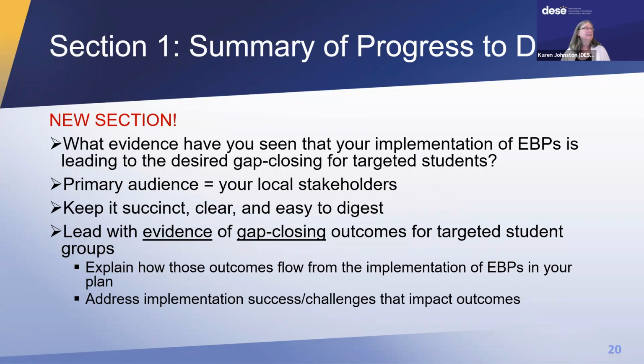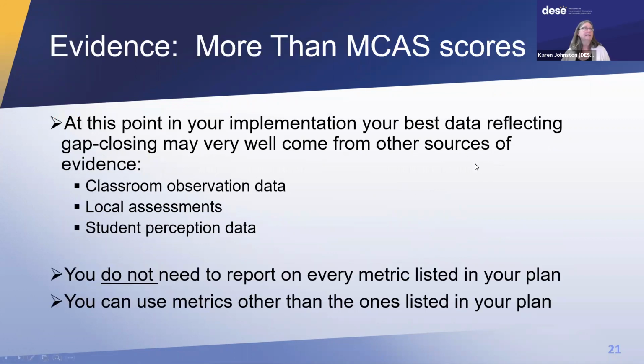Now, I underlined evidence and gap closing because I just wanted to say a couple of things here. Evidence means more than looking at MCAS scores, and I only say that because, in my experience, districts and schools sometimes assume that's the only thing we're interested in. And while that is a long-term goal, or an indicator that we want to look at over time, at this point in your implementation, your best data reflecting gap closing may very well come from other sources of evidence. Depending on your EBP, it may be classroom observation data, it might be local assessments, or it might be student perception data.